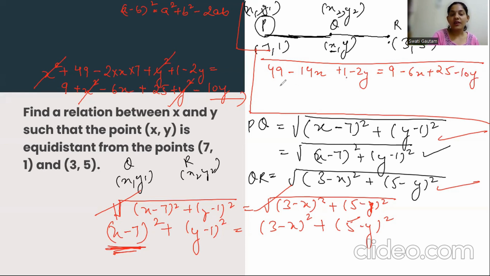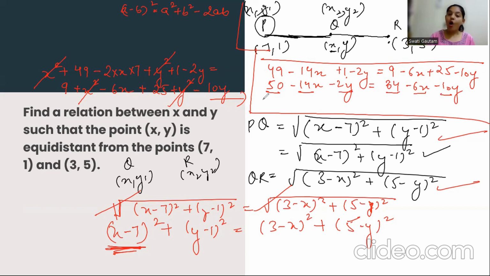So 49 plus 1 is 50, and minus 14x and minus 2y is equal to 9 plus 25, which is 34, minus 6x minus 10y. Now on the left hand side, all the terms are unlike terms. They will not solve with each other. And on the right hand side also we have unlike terms. They will also not solve with each other.